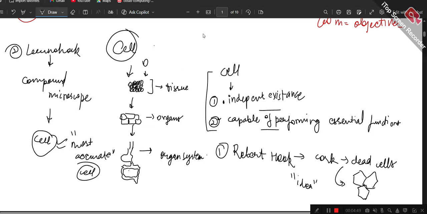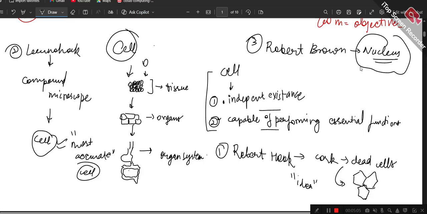The third person who comes into play is Robert again, but this time not Hooke, it is Robert Brown, who discovered the nucleus of the cell. This was a major discovery because once the nucleus is discovered, it gives us the idea about the independent existence part. So these were the three initial people who observed the cell.